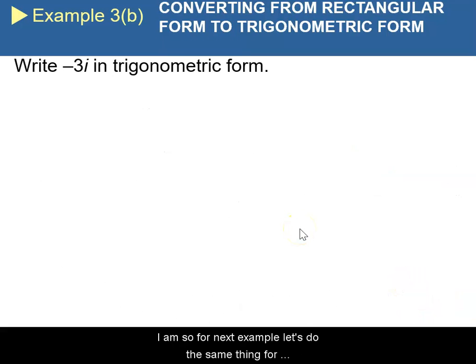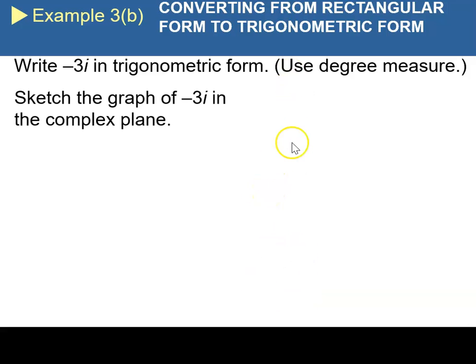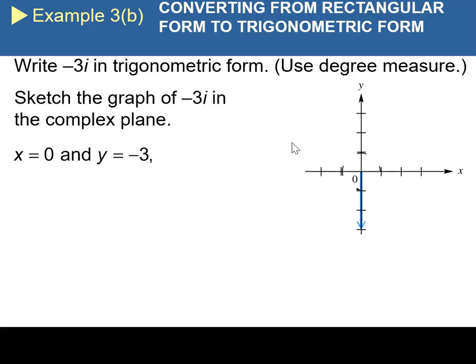All right. So for the next example, let's do the same thing for negative 3i. So here you notice we will be on the y-axis because we have no a term. So we'll do the same thing, but this time we'll do degree measures, right? So just looking at this, negative 3i means that we're going straight down to negative 3. So we'll be on the angle of 270 degrees, right? Because we're on the y-axis and we're going down. So that's nice. Okay, it's easy to tell.